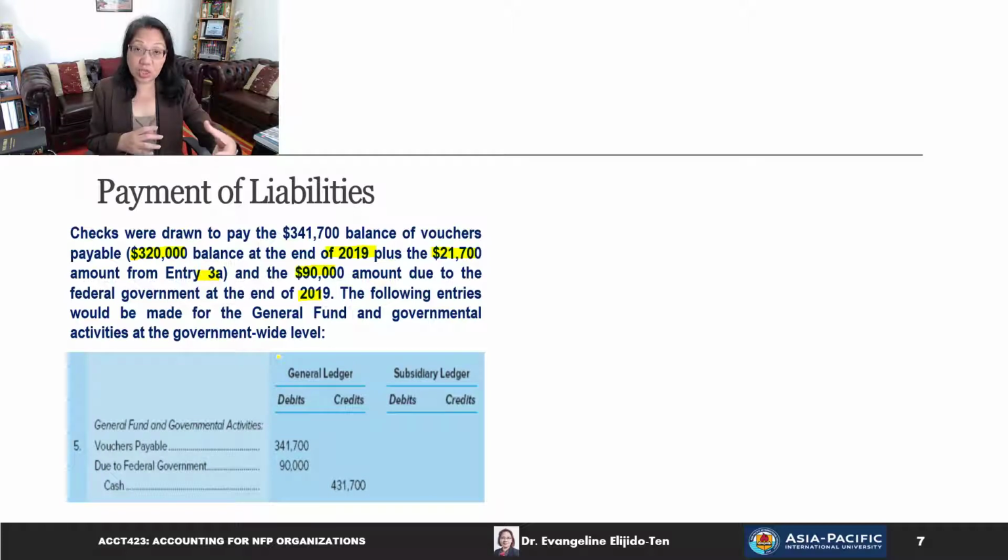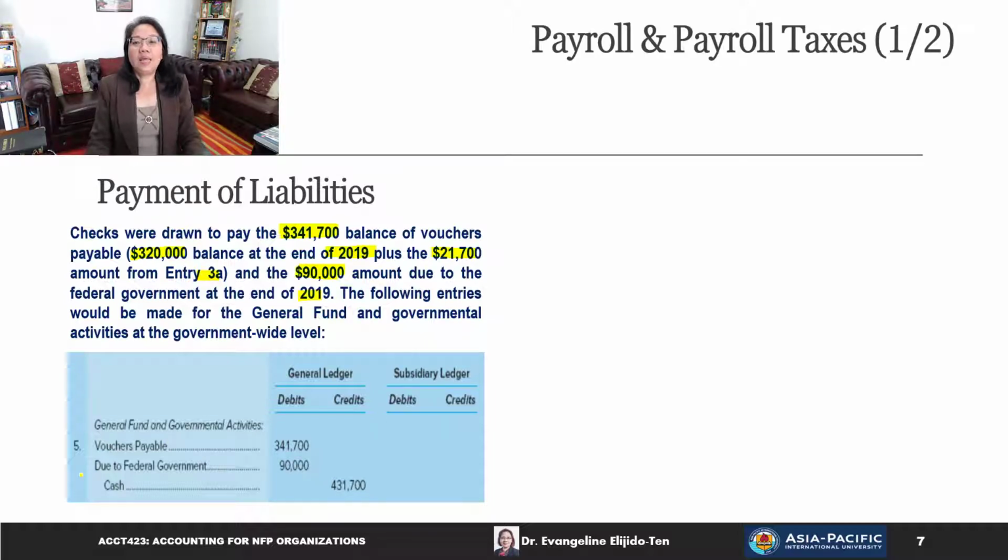So at both the general fund and the governmental activities, this would be our journal entry. The same entry for both general fund and government-wide activities. Debit vouchers payable for the full amount, 341,700. Debit also due to federal government, that 90,000, and we credit cash for the total amount, 431,700. All right.